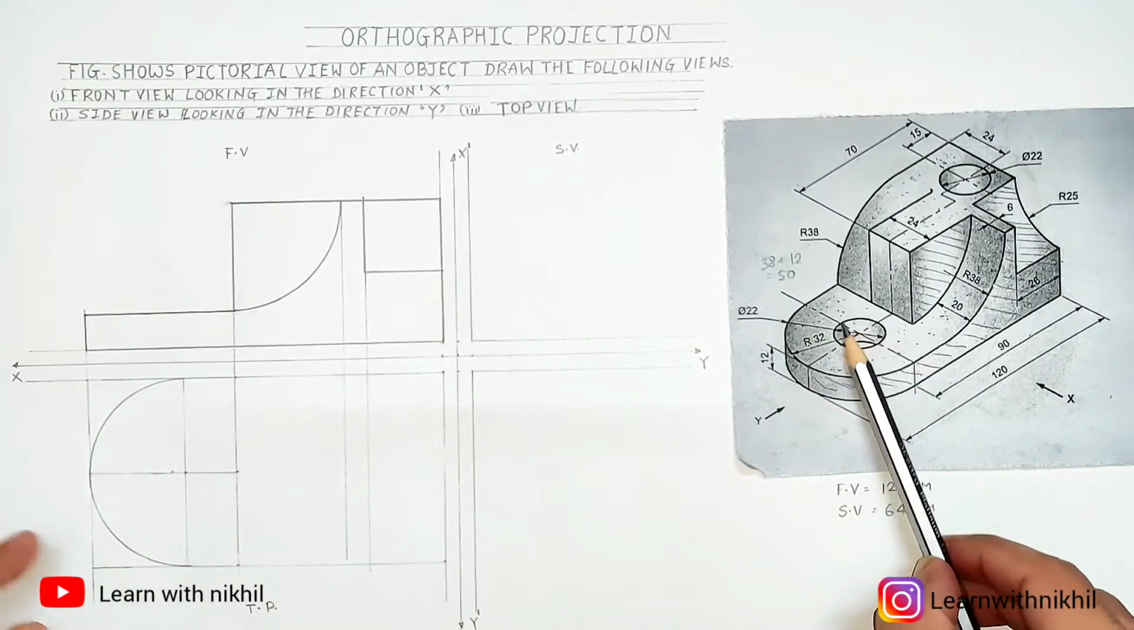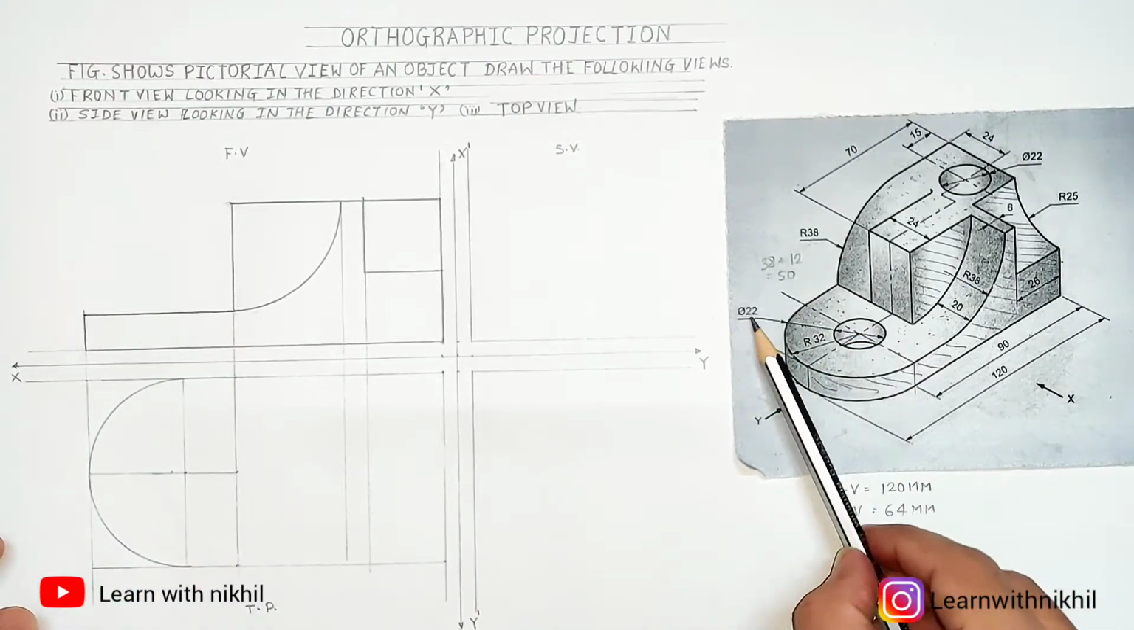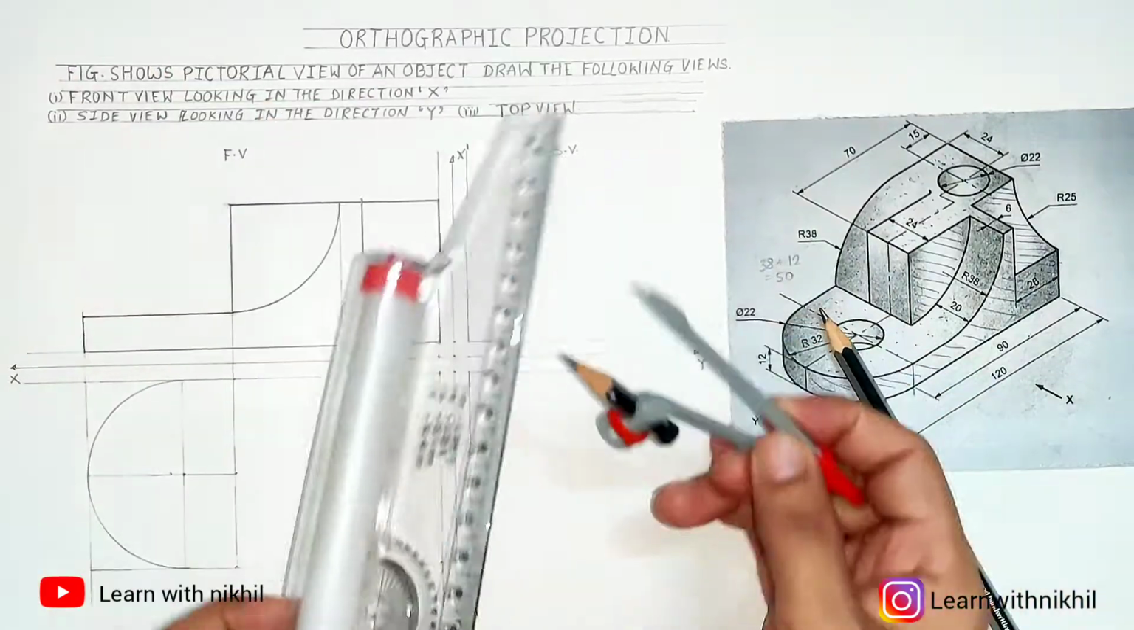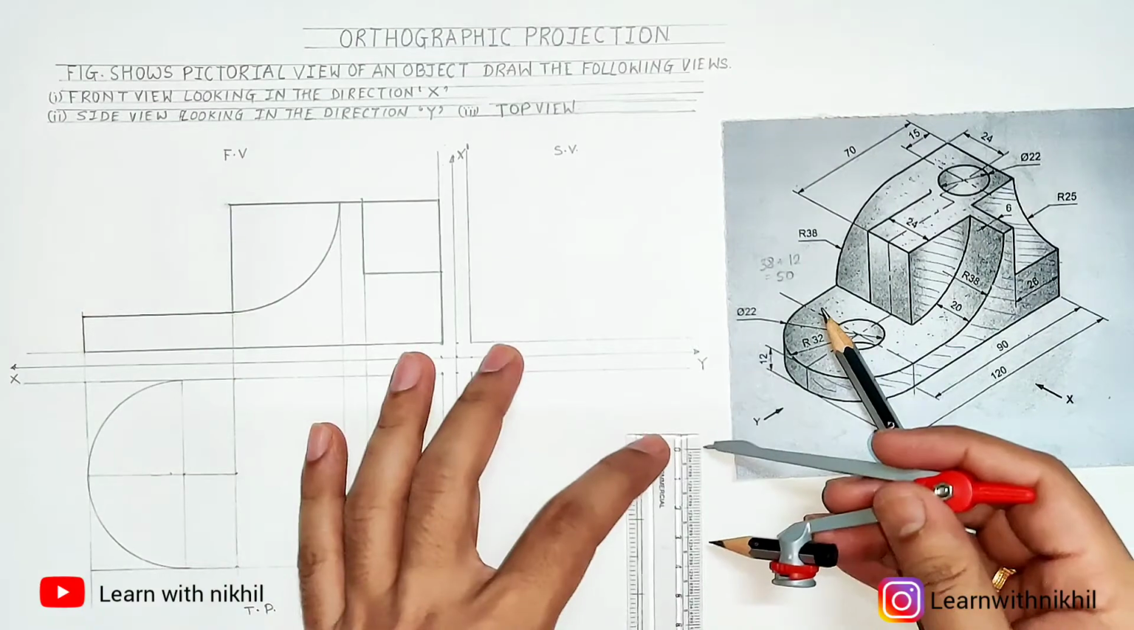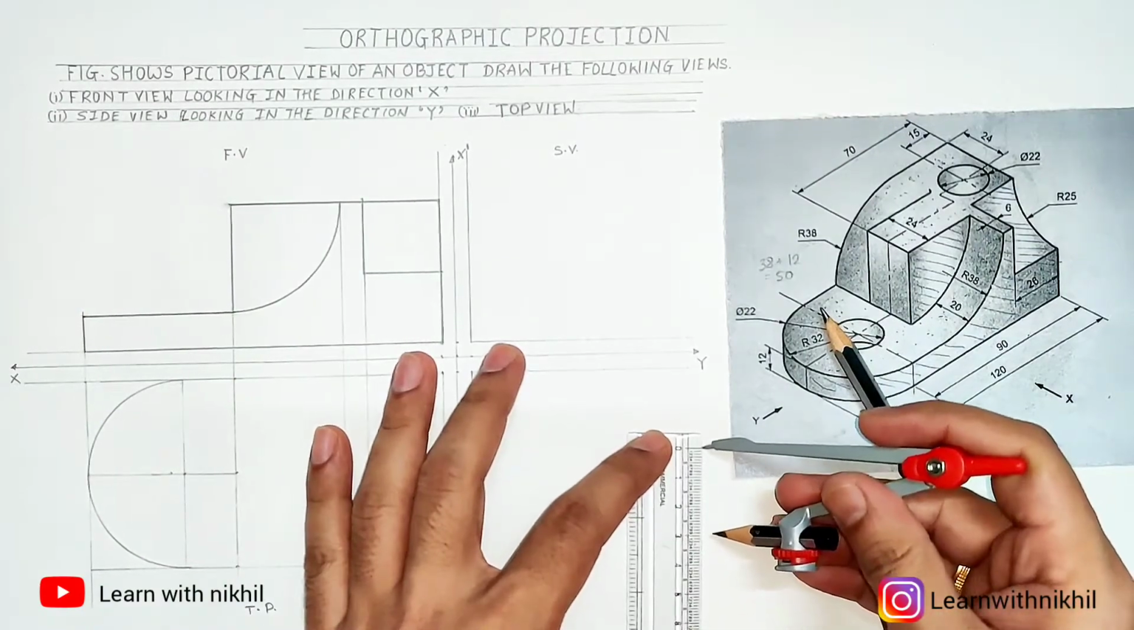Next we will draw this smaller circle. Its diameter given is 22. So on the compass we will take radius as 11 millimeter and we will draw the circle.